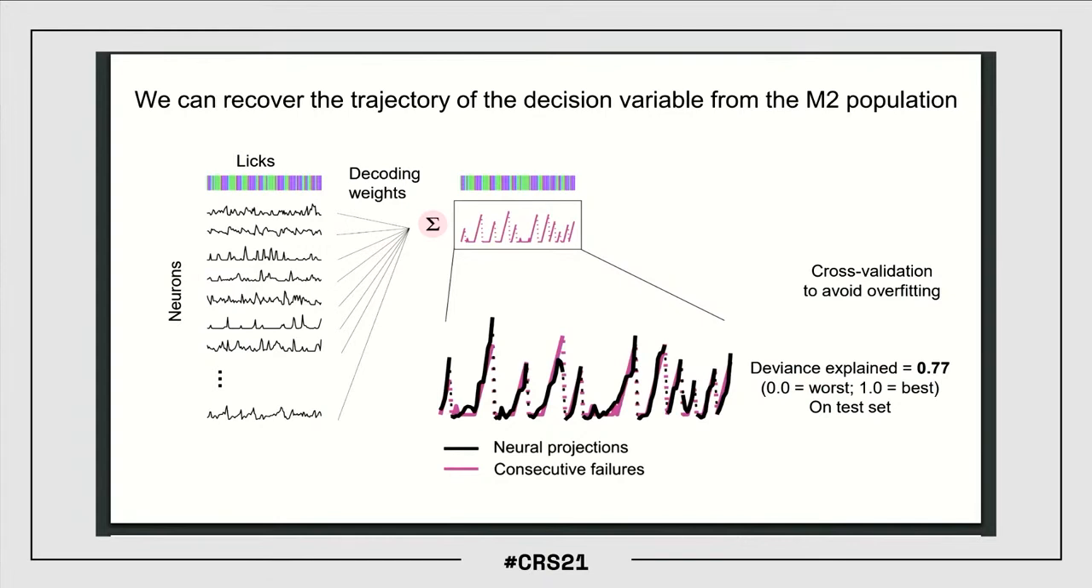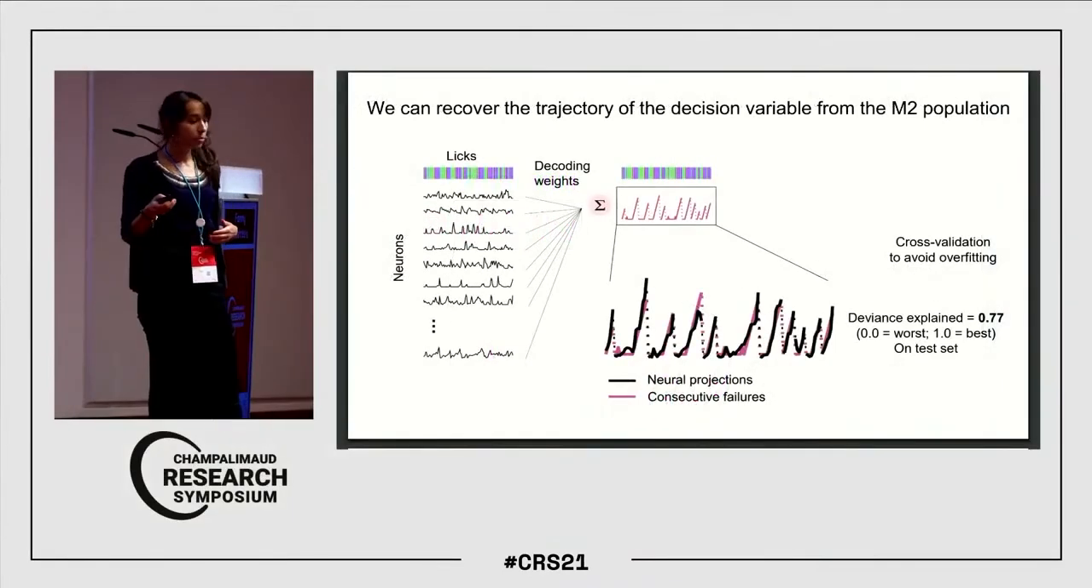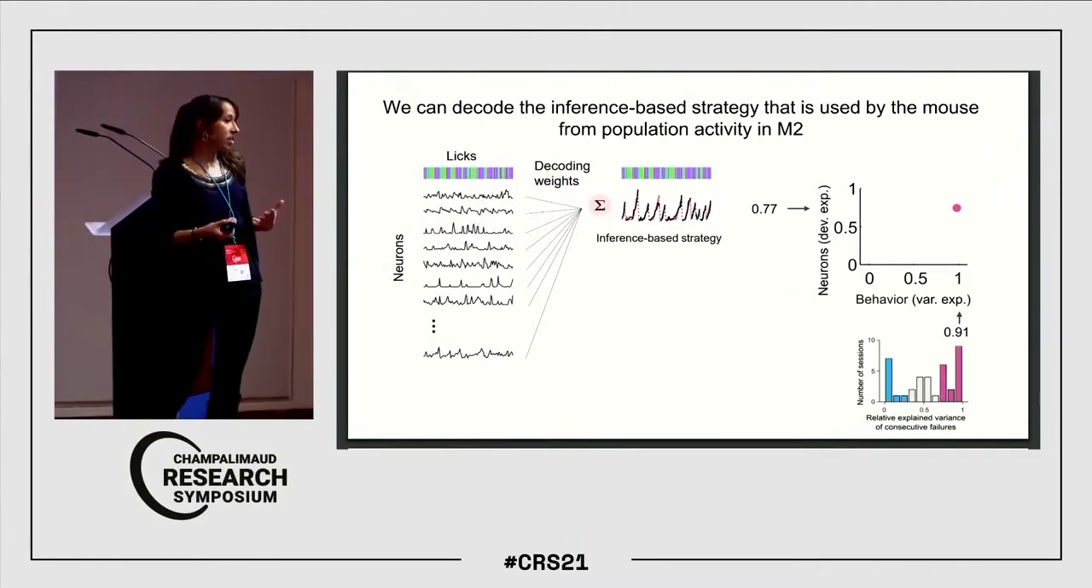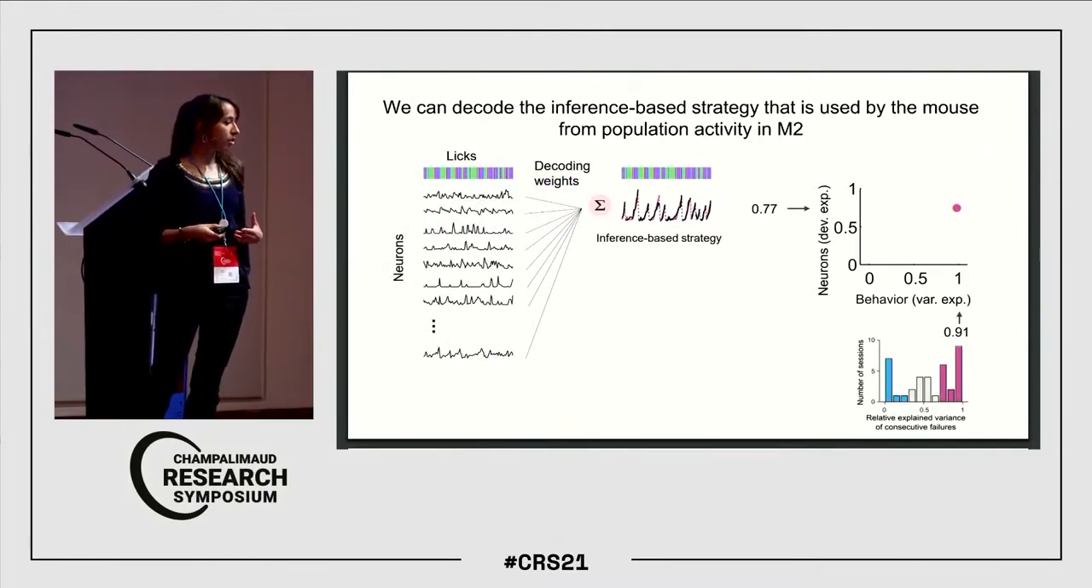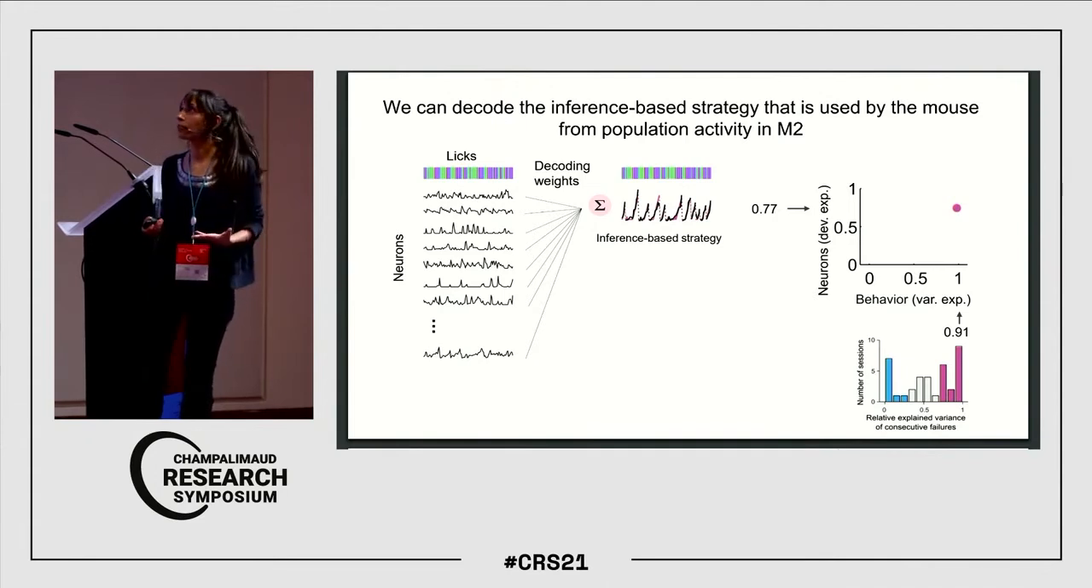So here we estimate... this method was cross-validated and regularized to avoid overfitting. And we estimated the goodness of fit using the deviance explained. It's just like an R square where 0 means worst decoding and 1 means best decoding. And in this particular example, the deviance explained was 0.77, so it's pretty good. It means that we can decode in this session the inference-based strategy that is used by the mouse.